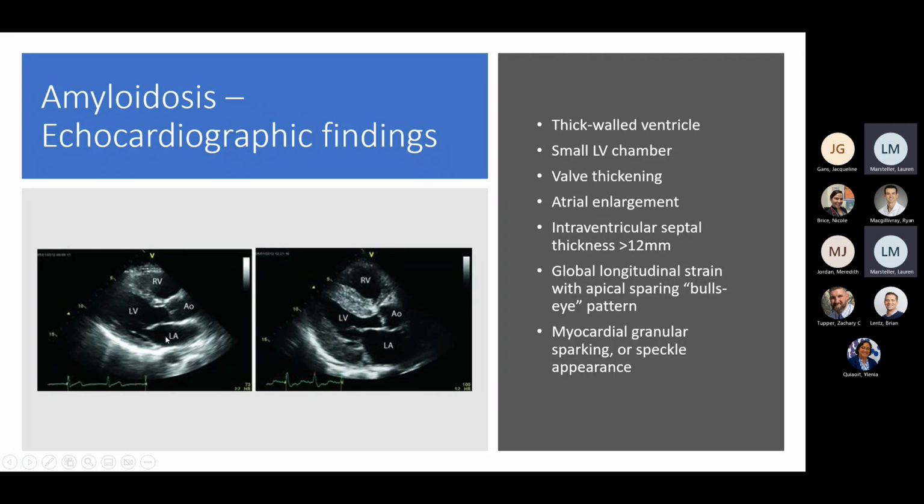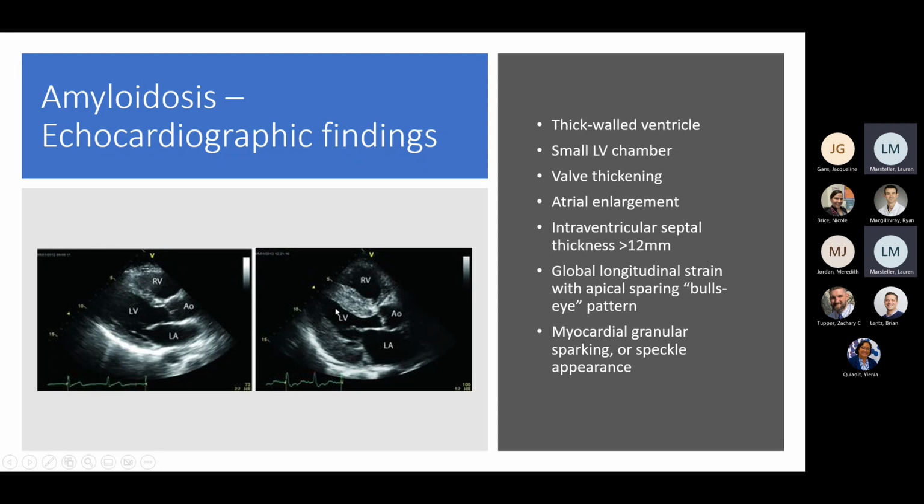So obviously you have the left atrium, the left ventricle, the aorta, the right ventricle. This is all normal here. So this is an echo, a parasternal long axis, of a patient that has amyloid. What you can see here is really thickened ventricular walls.